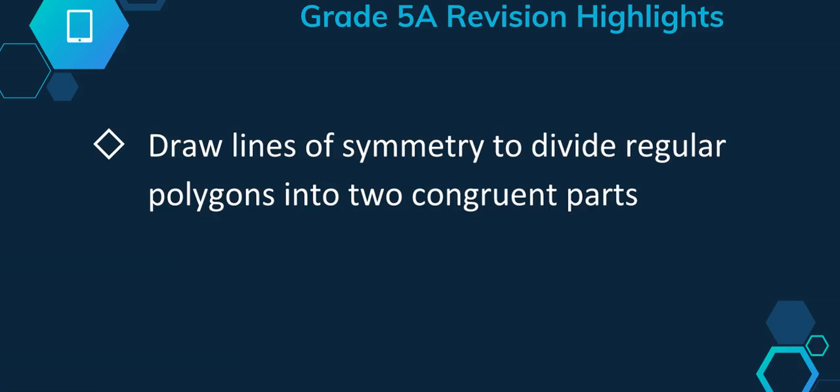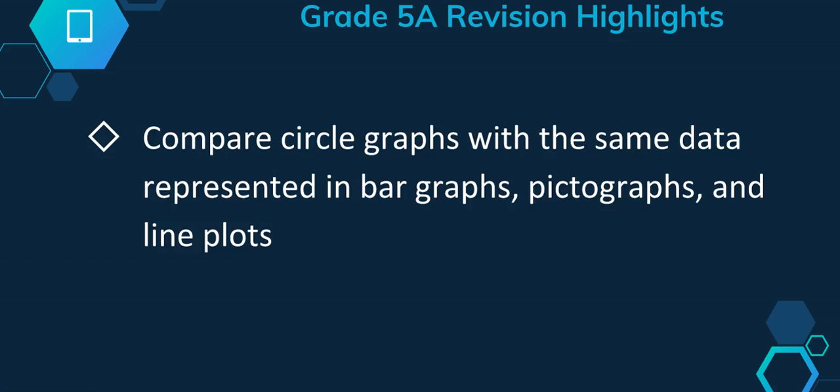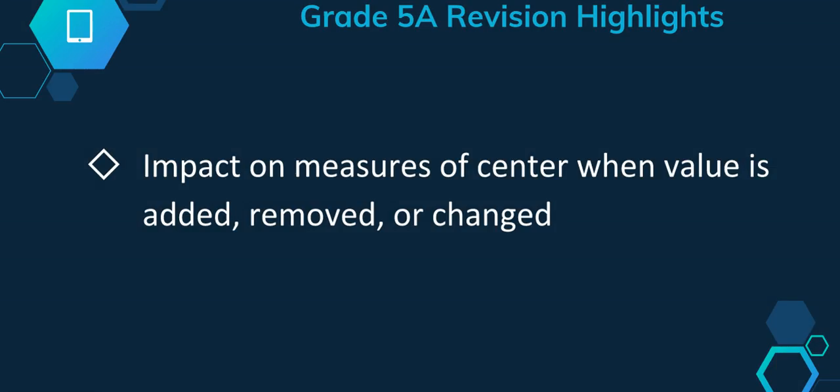In geometry, students are expected to draw lines of symmetry to divide regular polygons into two congruent parts. In graphing, they are comparing circle graphs with the same data represented in bar graphs, pictographs, and line plots. Moving from 5th grade is the impact on measures of center when value is added, removed, or changed in the statistics unit.